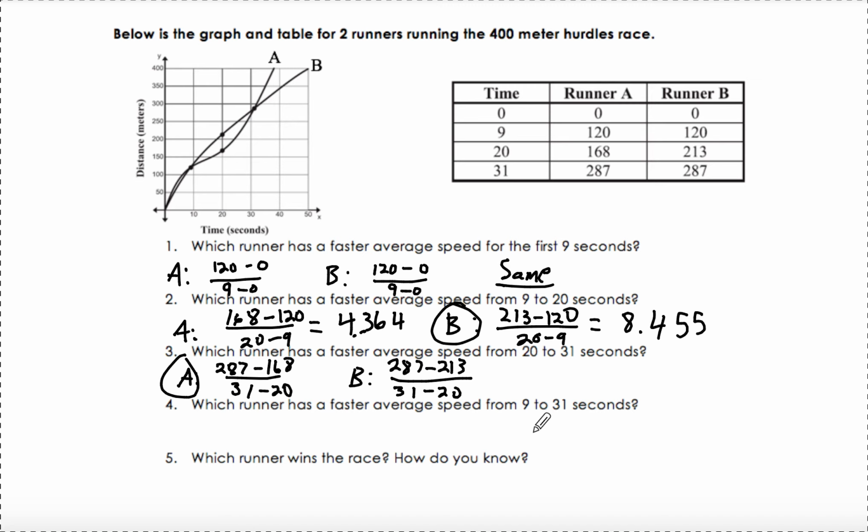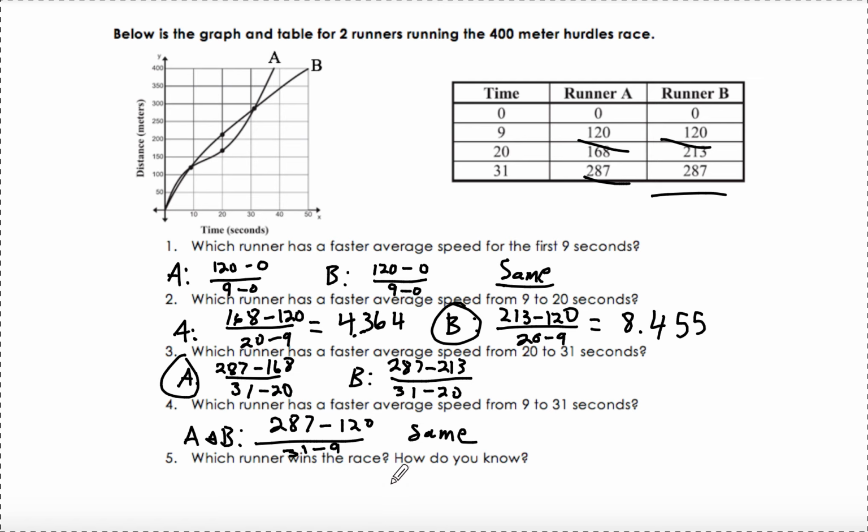Which runner has the faster average speed from 9 to 31? From 9 to 31, if you do that calculation, you actually end up with the same value. Both runner A and runner B, in this case, have 287 minus 120 over 31 minus 9. Notice they start and end both at the same values there. So they are the same speed.